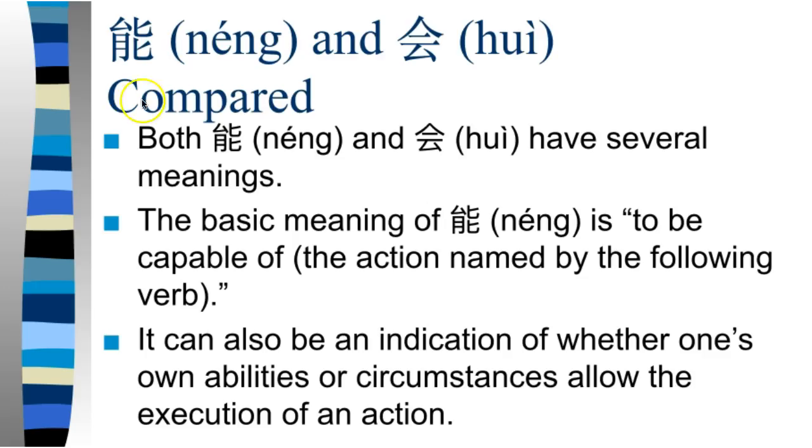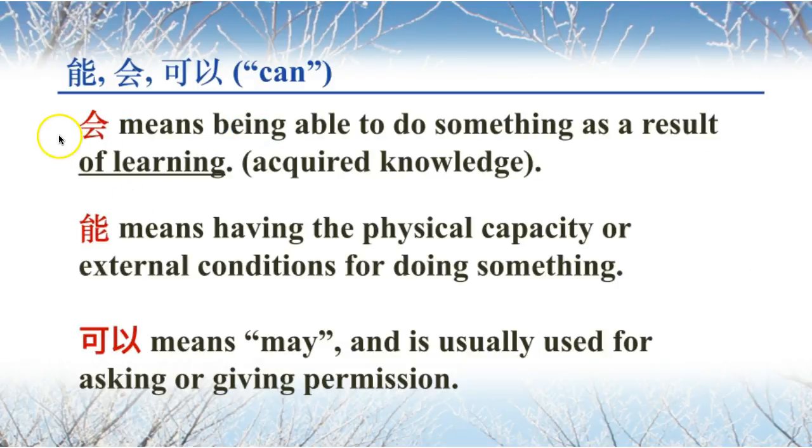Let's look at the comparison between 能 and 会. 会 means you actually know how to do something as a result of your learning or knowledge. Like, did you learn how to speak Chinese? 你会说中文吗? Did you learn how to dance? 你会跳舞吗? 能 is much more restricted. It means that the conditions are right, or that you're allowed to do something.